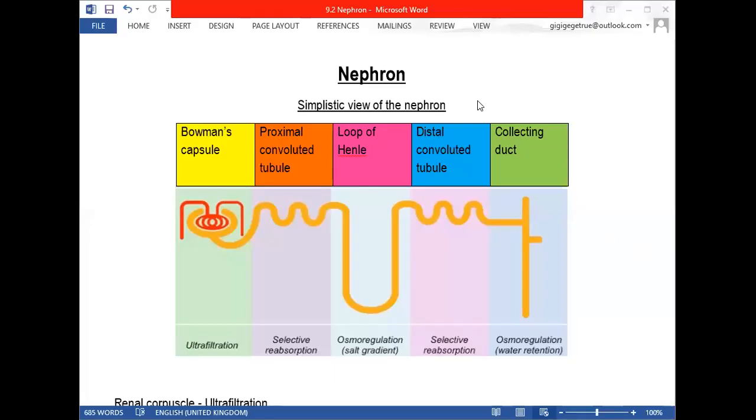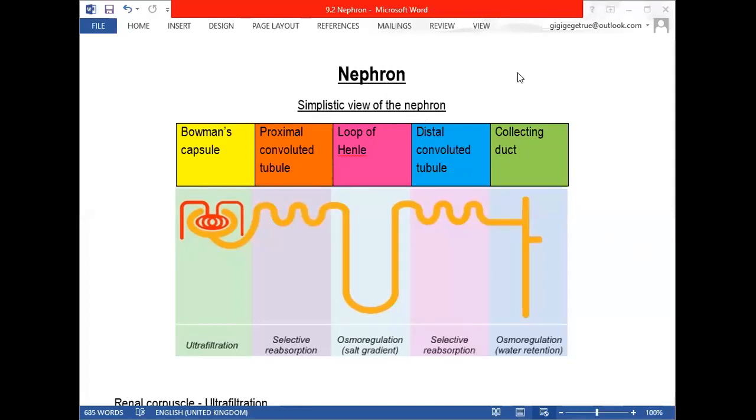Okay, let's take a look at the nephron today. What is the nephron? The nephron is the basic functional unit of the kidney. The nephron is made up of Bowman's capsule, proximal convoluted tubule, loop of Henle, and also distal convoluted tubule.